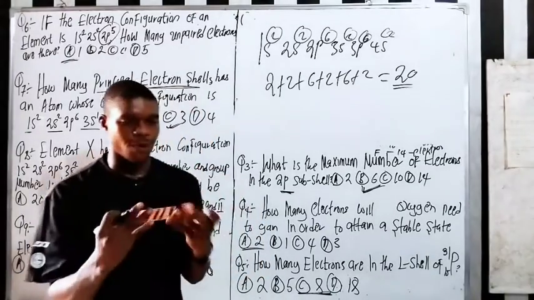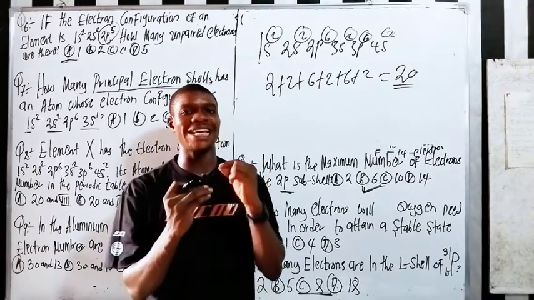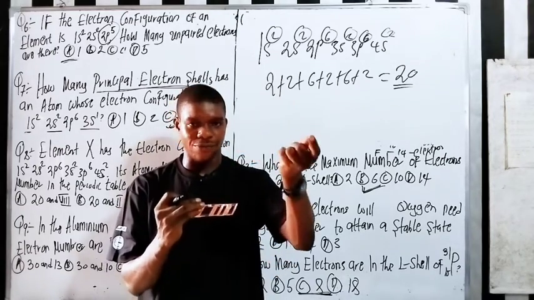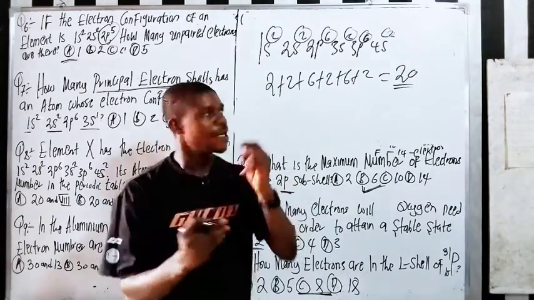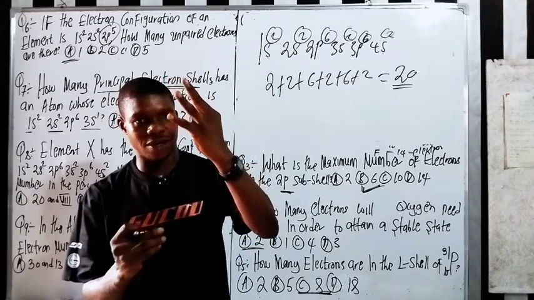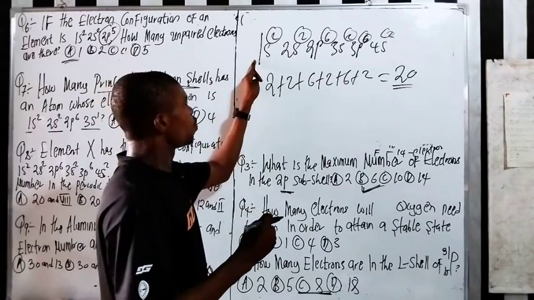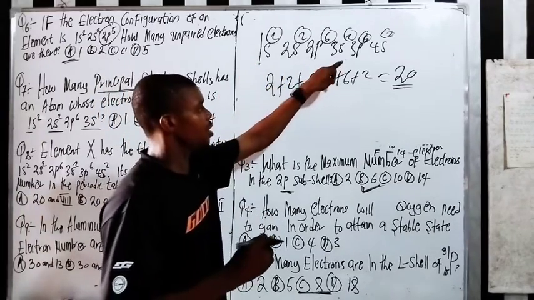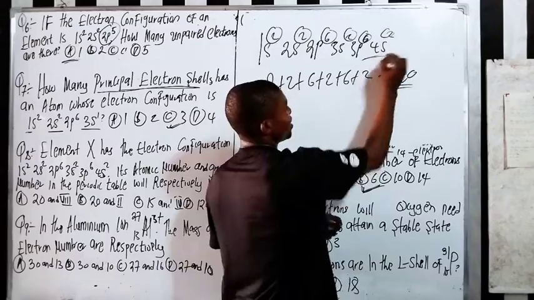Now, how do you get the group? Remember that the group is determined by the electrons in the highest energy level, or the outermost electrons, right? Now, if you look, we have principal quantum shells 1, 2, 3, and 4. So 4 is the highest.